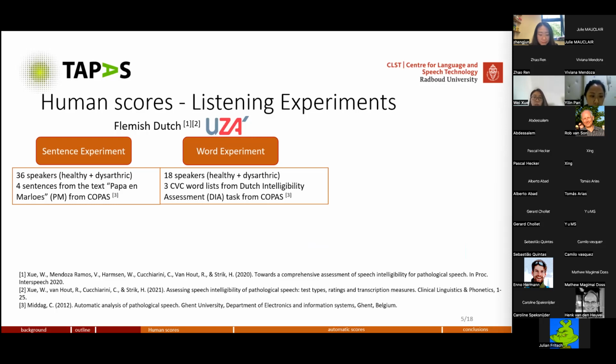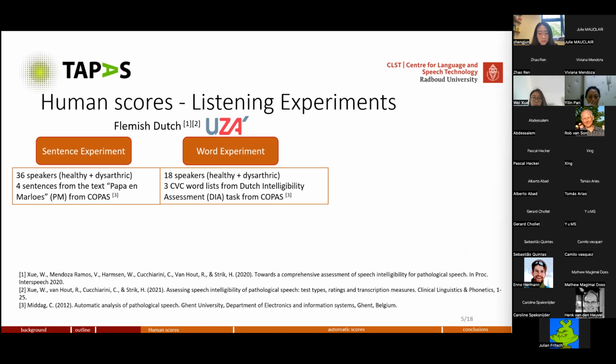These speakers read 4 meaningful sentences selected from a phonetically balanced text, which is also commonly used in clinical trials, called Papa en Malus. In English it is Papa and Malus.